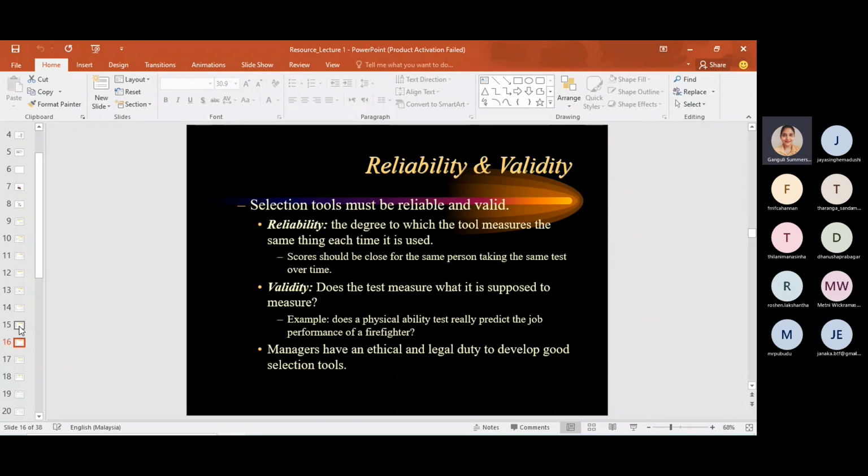So if you use only physical ability tests to hire a firefighter, that will not be valid, because other than physical ability, you should check their theoretical knowledge as well. That is an example. Just physical ability for a firefighter is not sufficient. You should check their knowledge and their awareness as well. As managers, we should make sure that our selection tools are valid. So there should be reliability and validity when it comes to selection tools.